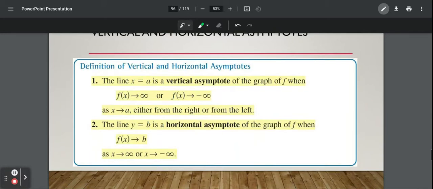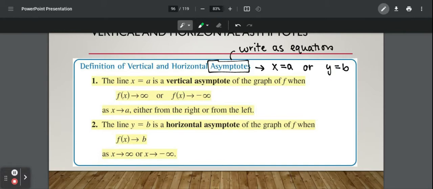So that's the formal definition for vertical and horizontal: x equals a is a vertical asymptote. One thing you have to remember is that when you write vertical and horizontal asymptotes, you need to write them as x equals a or as y equals b. An asymptote is always written as an equation. You can't just write it as a number.